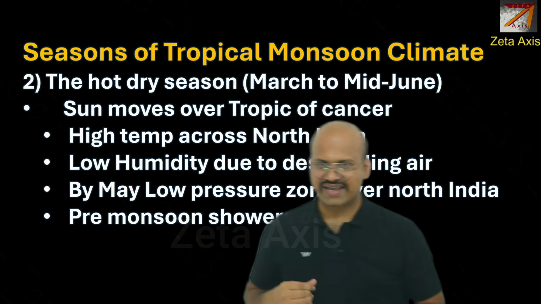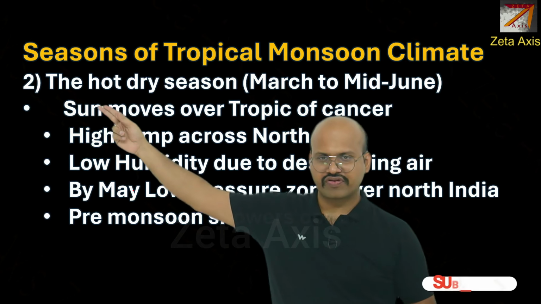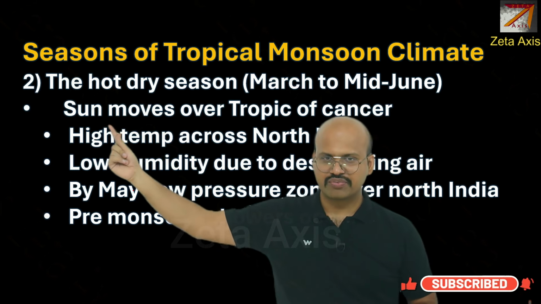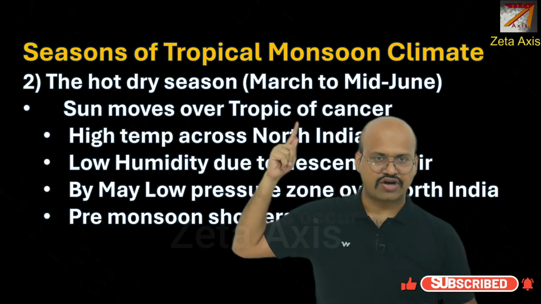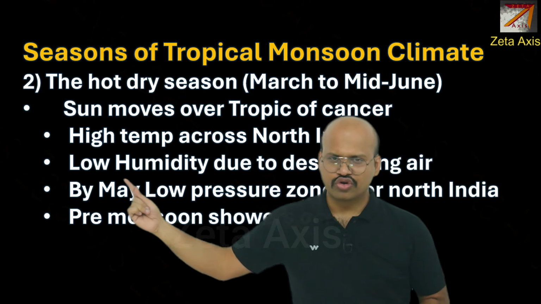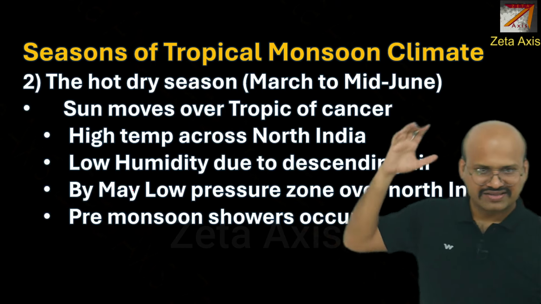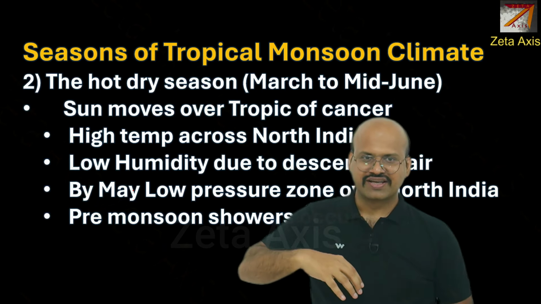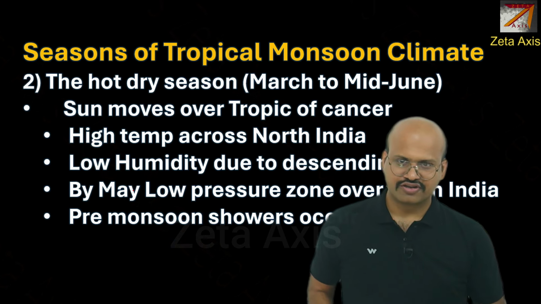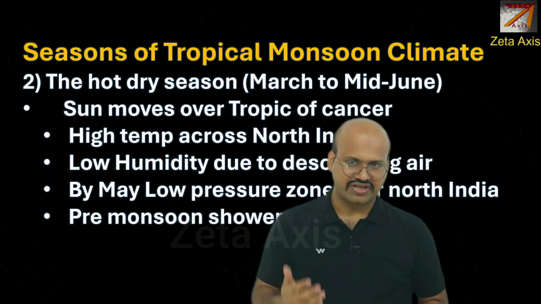So let's see the characteristics of this second part of our season, that is the hot dry season. The sun moves over the Tropic of Cancer, and is now directly over the Indian subcontinent. There is high temperature across North India, and low humidity due to descending air. Remember, we have seen that because of the jet streams, air is descending, getting adiabatically heated. So it has low humidity, it does not give rainfall.